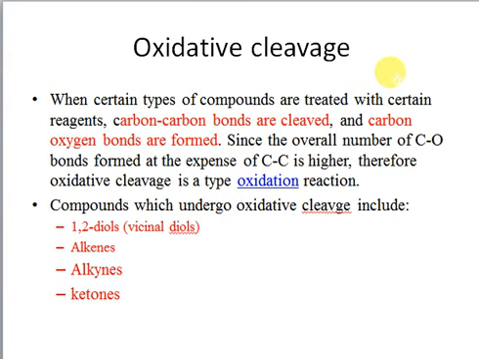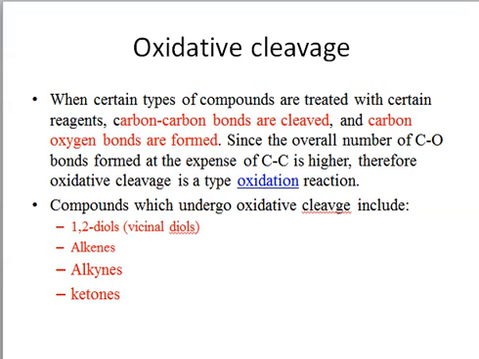Since the number of oxygen-carbon bonds is higher, we say that oxidative cleavage is a type of oxidation reaction, right? So what do we mean by oxidative cleavage? Oxidative cleavage is a way to break carbon-carbon bonds, and as a result we form carbon-oxygen bonds. So oxidative cleavage, a means to break a carbon-carbon bond, is actually a type of oxidation reaction. In the first statement we said that certain types of compounds undergo oxidative cleavage. So which types of compounds undergo oxidative cleavage?